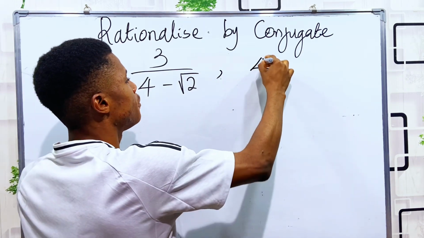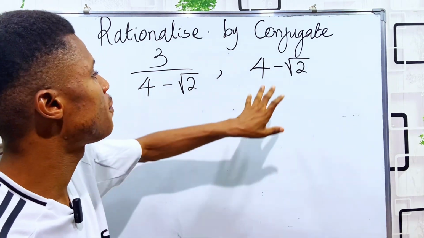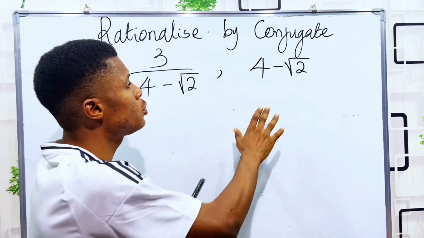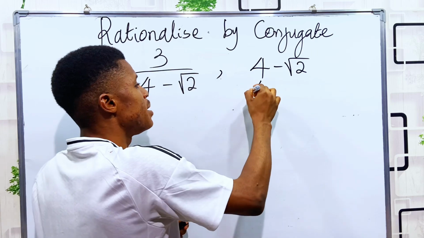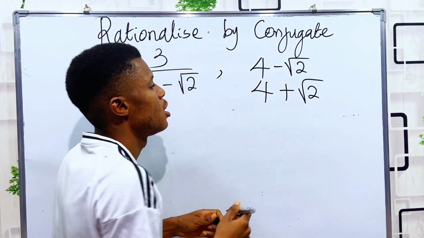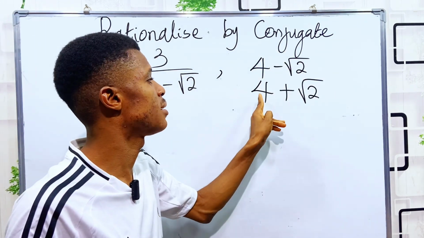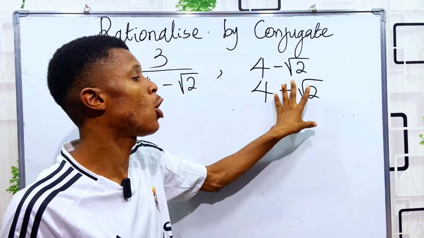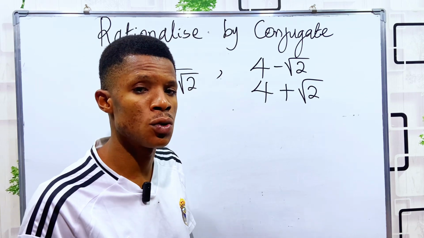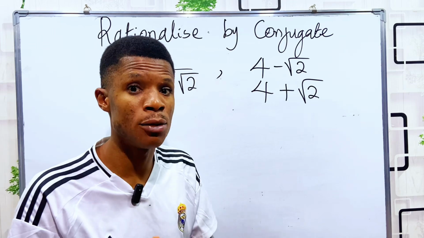The conjugate surd of 4 minus root 2 means that we are going to find the conjugate of this particular denominator. The conjugate of this denominator simply means you are going to change the sign separating the two terms. So the conjugate of 4 minus root 2 is 4 plus root 2. These are conjugates of each other. So what does this conjugate help us to do? It helps us to eliminate the irrational part in the denominator.